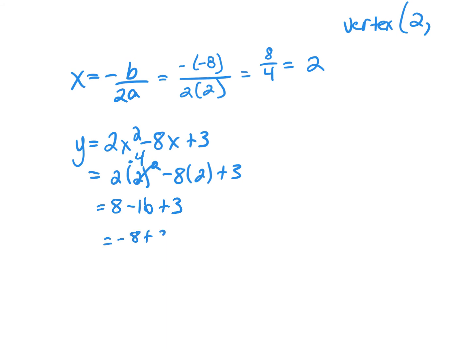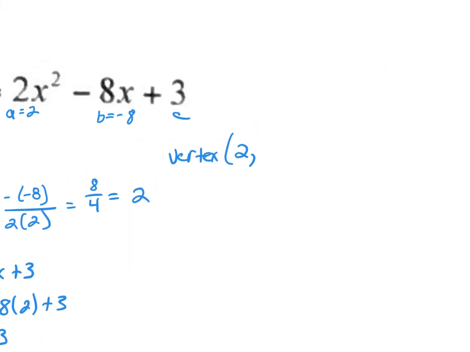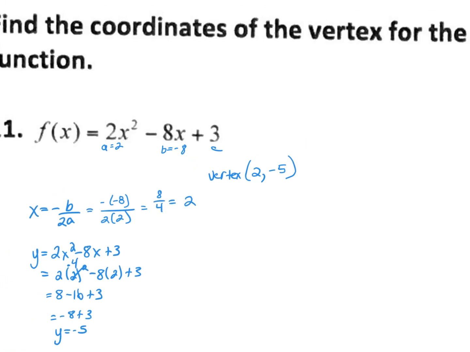Negative 8 plus 3 gives me negative 5. So your vertex, y'all, is at 2, negative 5. Now, they don't ask you to do this on this question, but what's my A term? 2. So if I said to you guys, all right, now that you found the vertex, go ahead and put this in vertex form. It would say f of x equals what? 2 times x minus 2 squared minus 5. Perfect. Good.